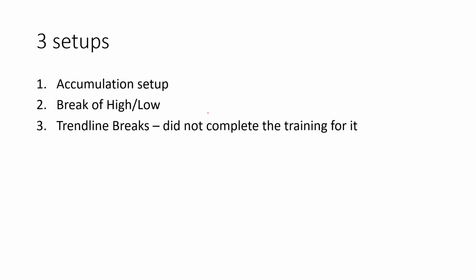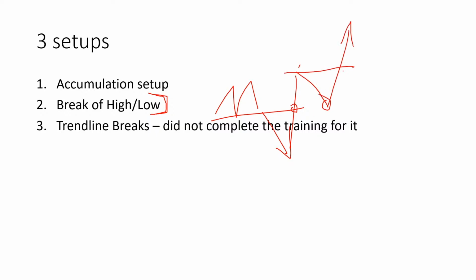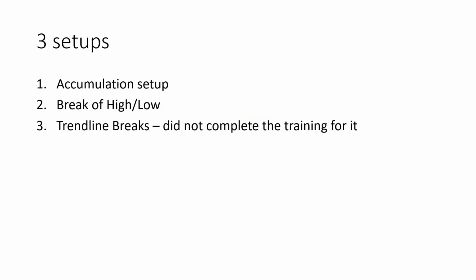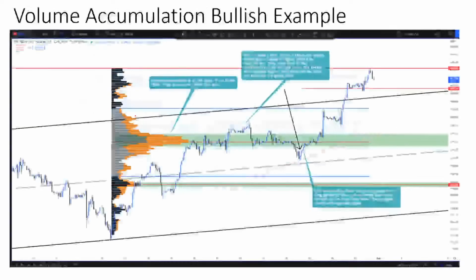We pretty much covered this one with that example of the support, where we had two taps on the bottom. It broke, came back. You don't take it here, you take it on the retest and go long here, and then your first target is right there. We'll cover it more. We'll combine these two setups, and you'll see how this creates really powerful levels. So, the accumulation setup. Let's take a look at it here.